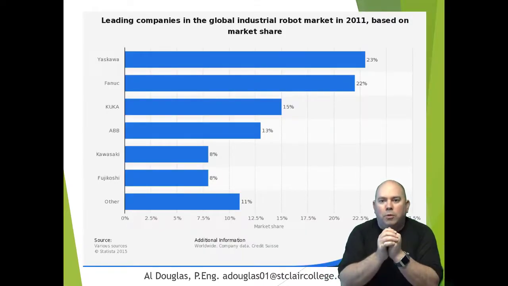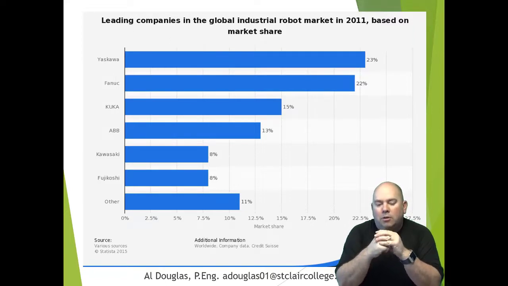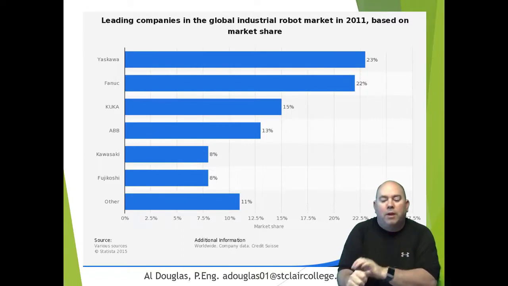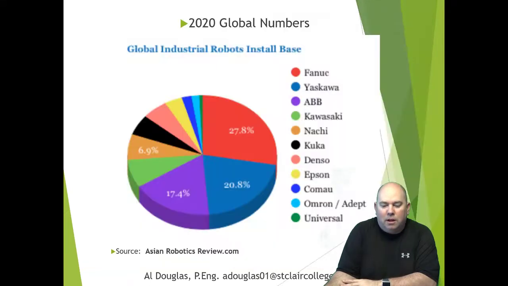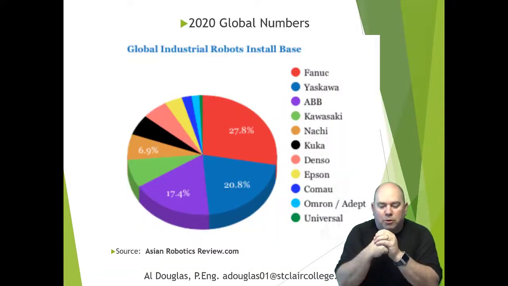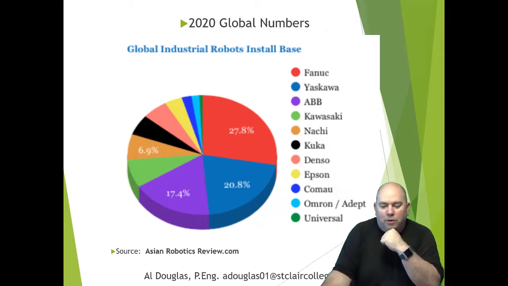So who is the world leader in market share? If you look at this graph here, this comes from 2011. It shows Yaskawa, FANUC, KUKA, ABB as the top 4 in there. That's as of 2011. Some more recent data, I found this one here. This was from a source called Asian Robotics Review. It says world or global numbers for 2020. FANUC being number 1, Yaskawa, Motoman number 2, ABB number 3. This is pretty accurate to what you would see around here.